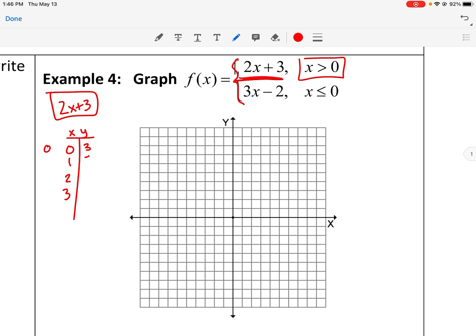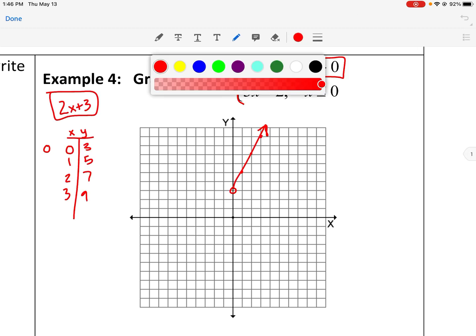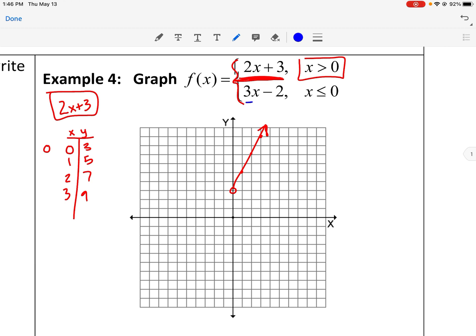Okay, so plug in all these numbers. So 2 times 0 plus 3, 2 times 1 plus 3, 2 times 2 plus 3, 2 times 3 plus 3. There's the first piece. Open circle, 0, 3, 1, 5, 2, 7, 3, 9. There we go, linear.